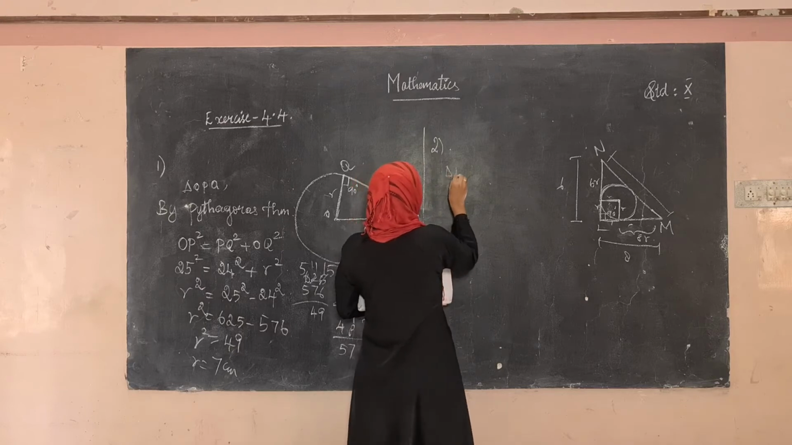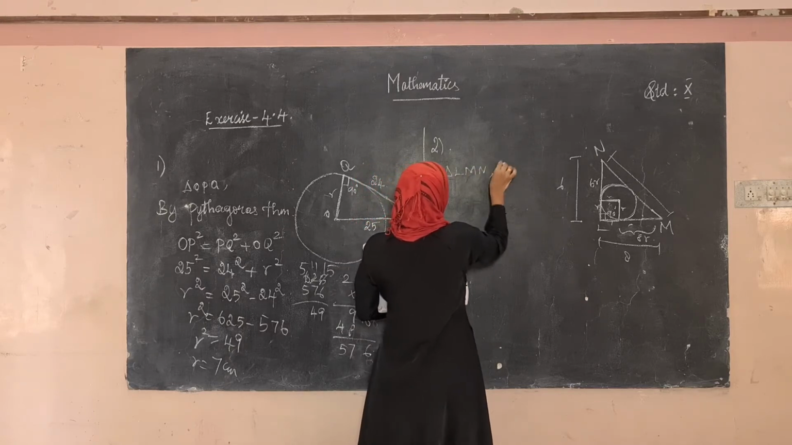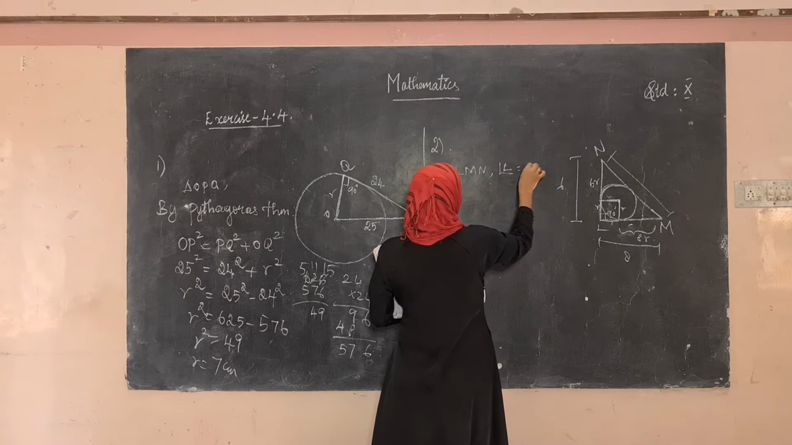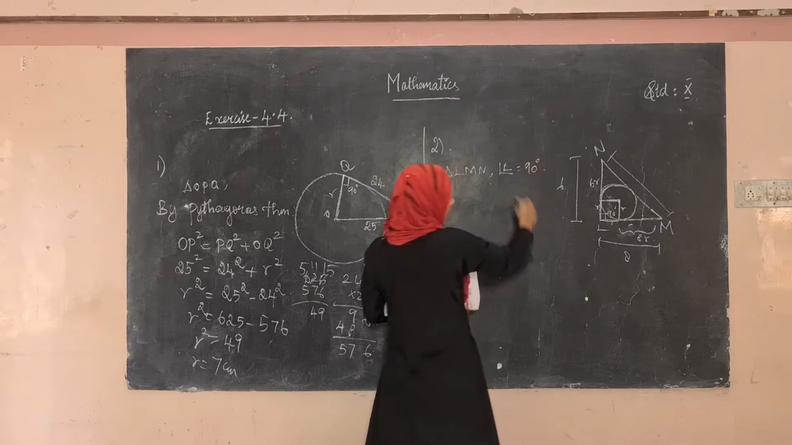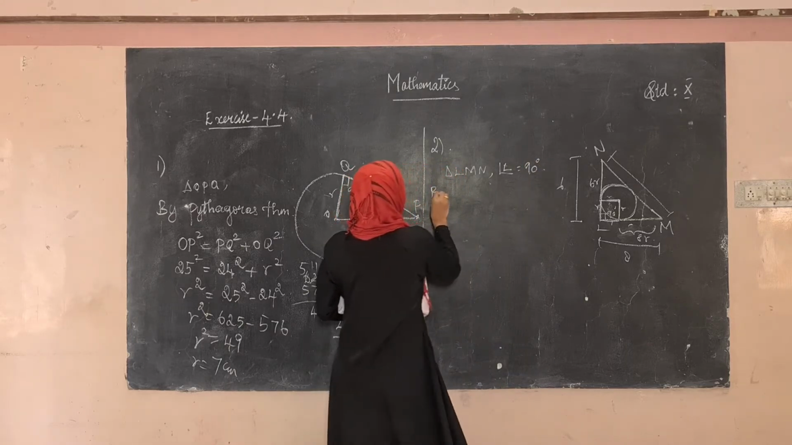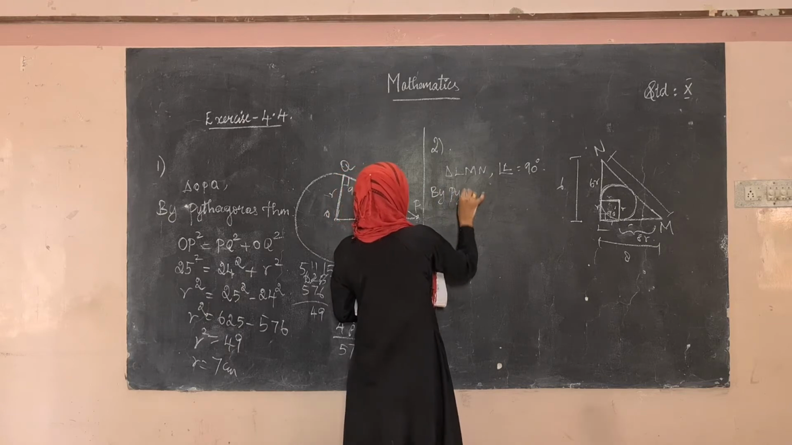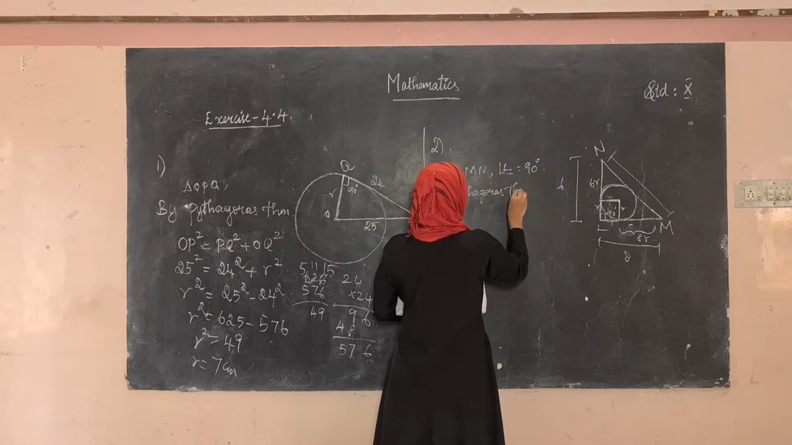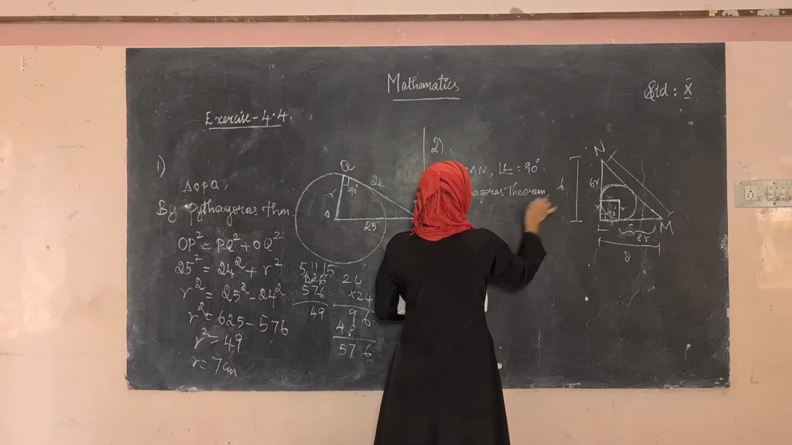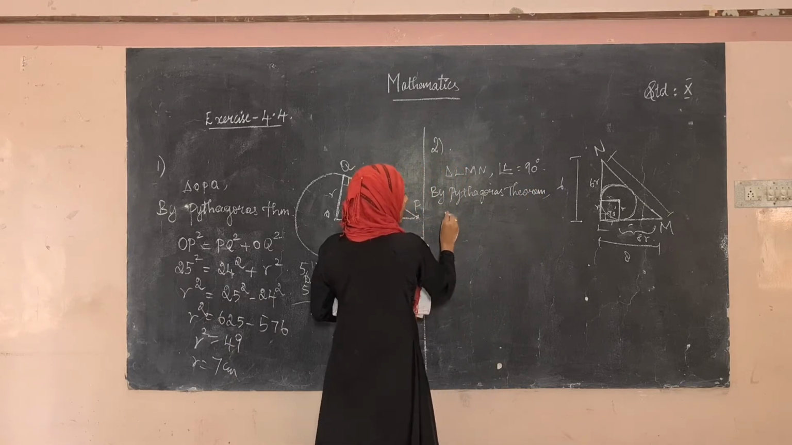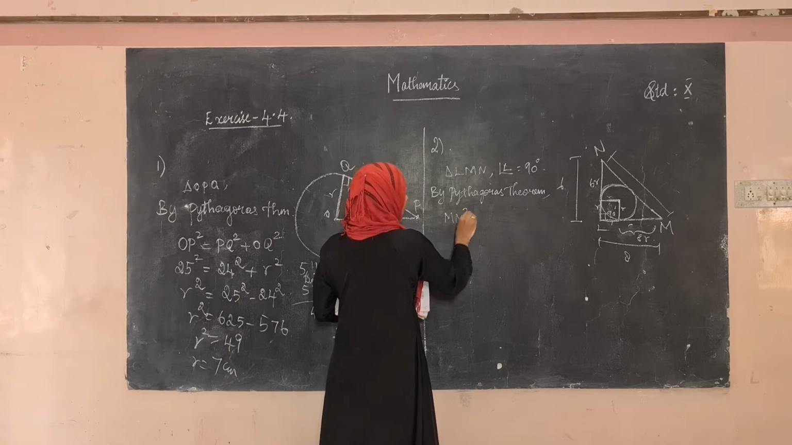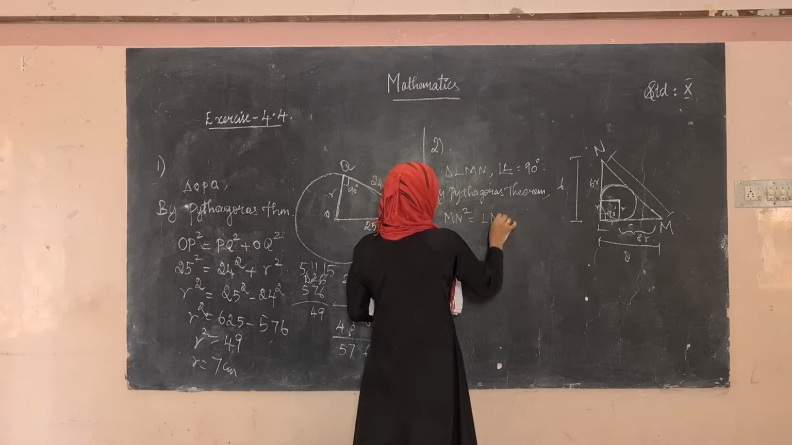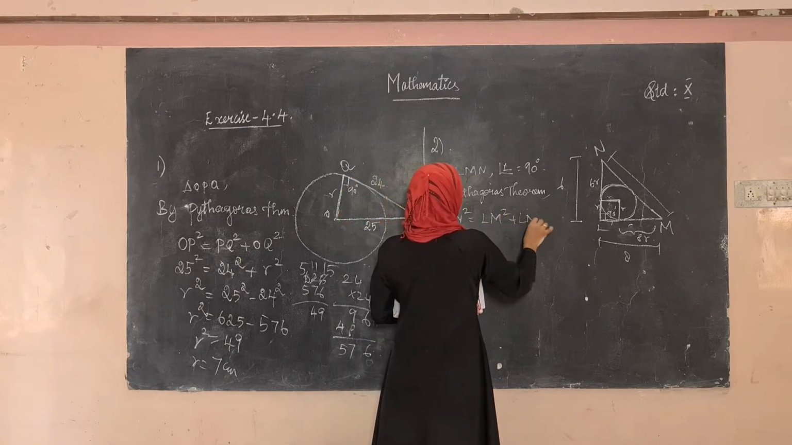So, triangle LMN is right angled at L. That is, angle L is equal to 90 degrees. Therefore, by Pythagoras theorem, MN square is equal to LM square plus LN square.